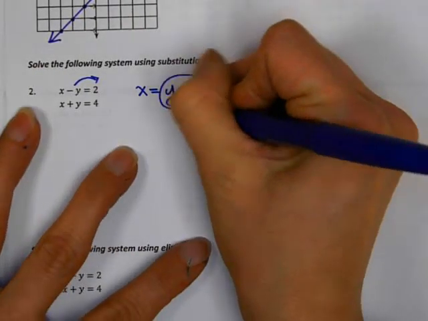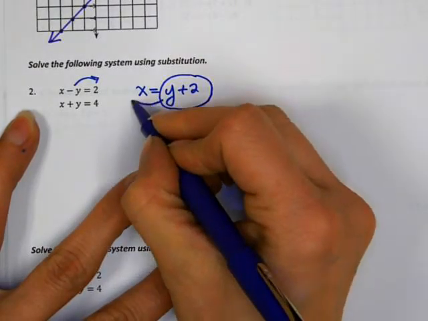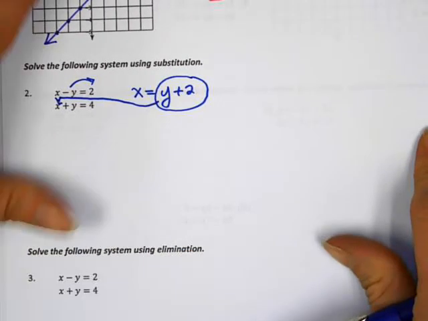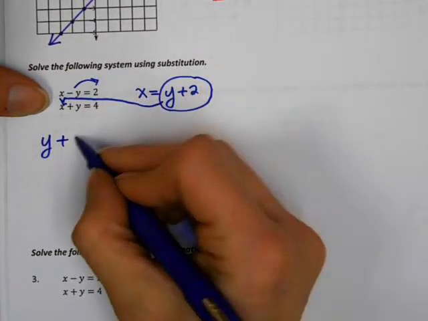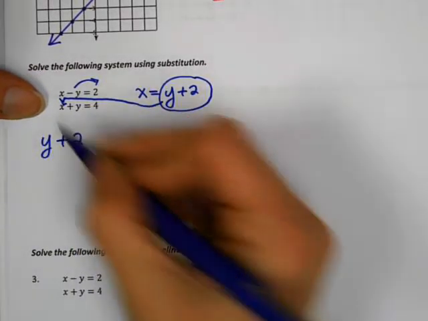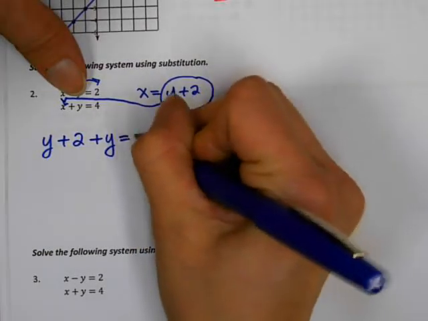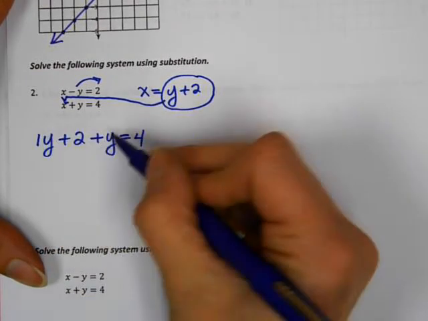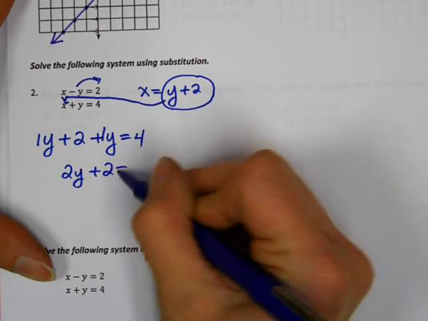There we go. Okay, so that is the quantity. That's the expression that's equivalent to an x. I'm going to substitute that in to the second equation right there. Okay, this one's pretty straightforward. I just have to write the quantity, y plus 2. There was nothing to distribute. Keep writing the equation. Plus y equals 4. It's time to add like terms. 1y plus 1y makes 2y plus 2 equals 4.